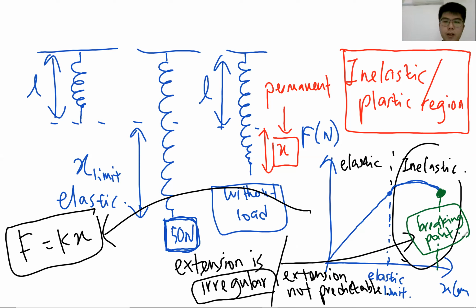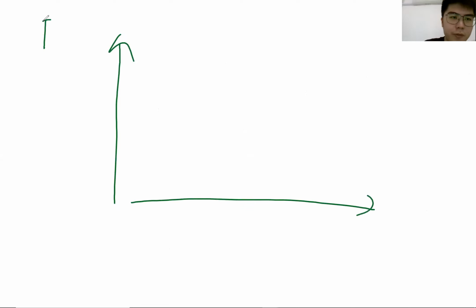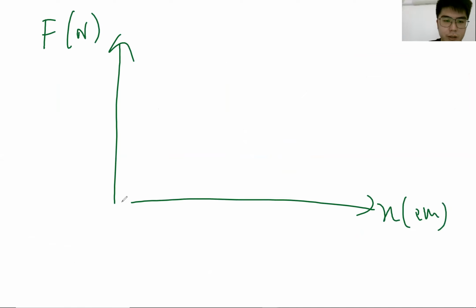So this graph shows the extension behavior of a particular spring. Okay, let me repeat this one. I erase this first, just a recap. At first, you have the graph of F in newtons and x in cm. At first it is directly proportional, so it is a straight line. Here we can use the equation F equals kx, where k is the gradient of the graph.